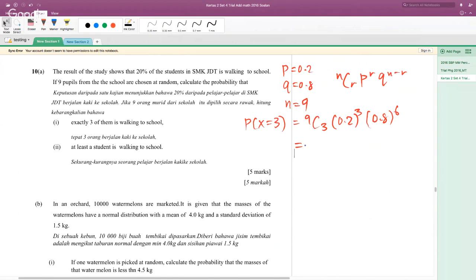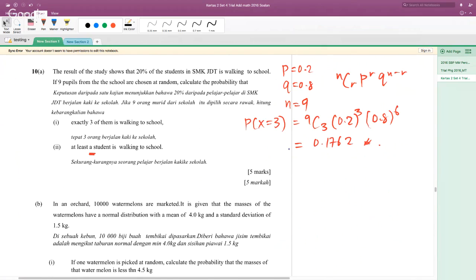Then you just use the calculator for this one. It's sort of a bonus mark because it's very easy. Multiply 0.2 to the power of 3, multiply 0.8 to the power of 6. So this one should be 0.1762.